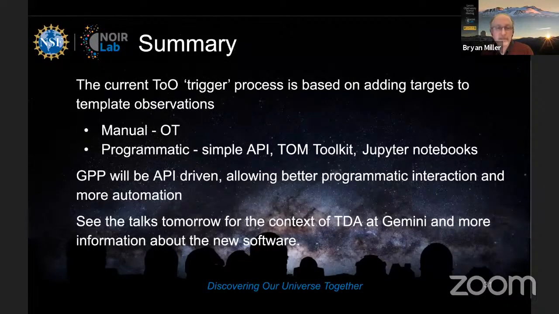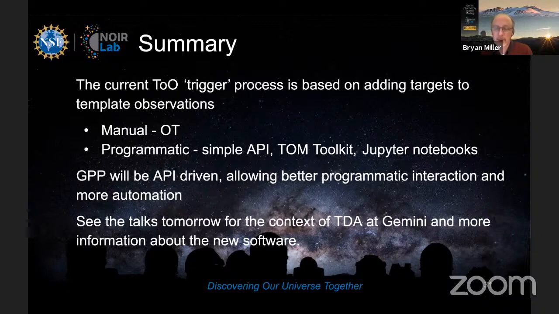Just in summary, the current ToO trigger process is based on adding targets to these template observations, in a manual mode and a programmatic mode with the basic API. But you can do a lot with it. There's a TOM Toolkit that's very flexible, with lots of different ways to automate it even with the existing limited APIs. In the future, we're going full API. I mean, programmatic access is the way to go. Automation, and doing all this without a lot of manual interaction.